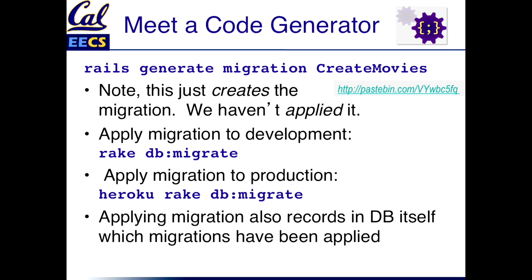A nice thing about the way Rails manages migrations is that when a migration runs successfully, it also records in a special database table which migrations have already been applied. So in fact, you can run rake db:migrate over and over again, and it's idempotent. Running it many times is the same as running it once. When you run it, it means apply all pending migrations that this copy of the database hasn't seen yet. And the database itself knows which ones it has already seen.